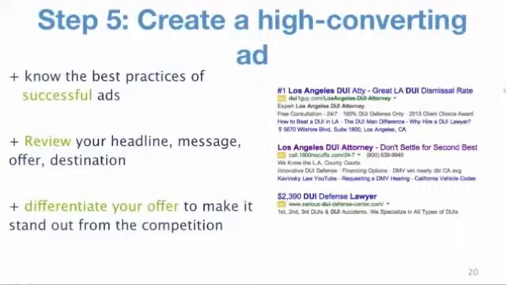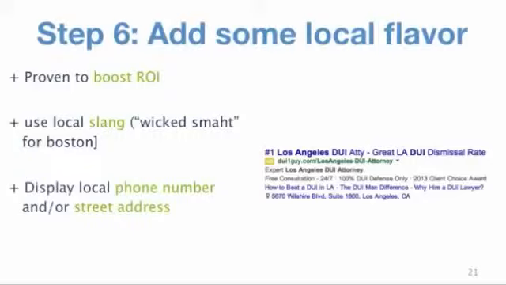Step number 6, add some local flavor. If you're going to go after local customers, make your ads local in nature. It's a proven way to boost the effectiveness of your ads and boost the ROI of your campaigns. You can see here that Los Angeles bankruptcy is local to the Los Angeles address. This lets the user know that you're relevant to what they're looking for.